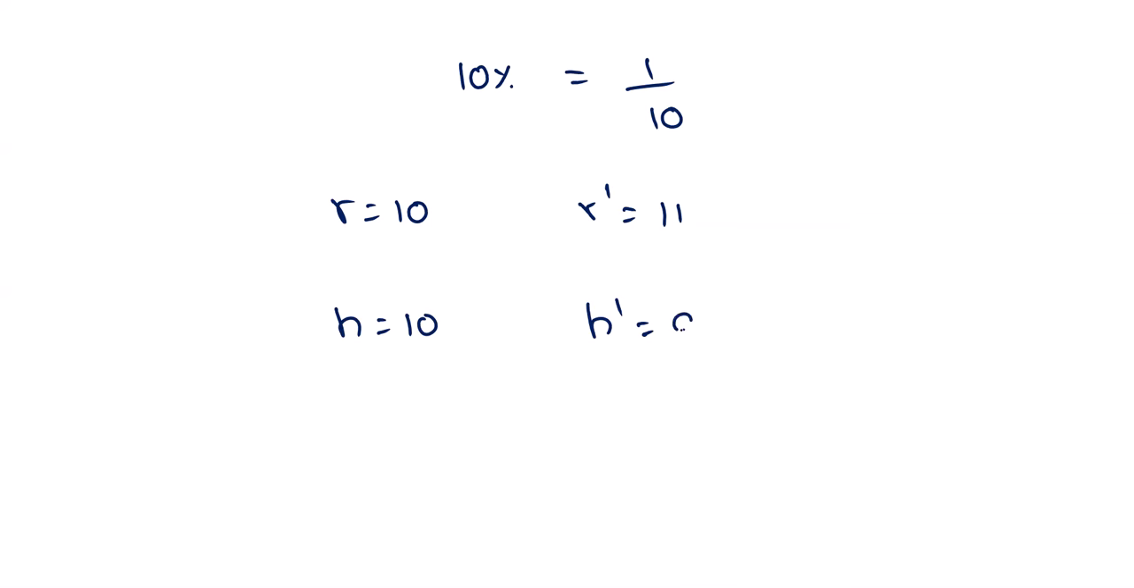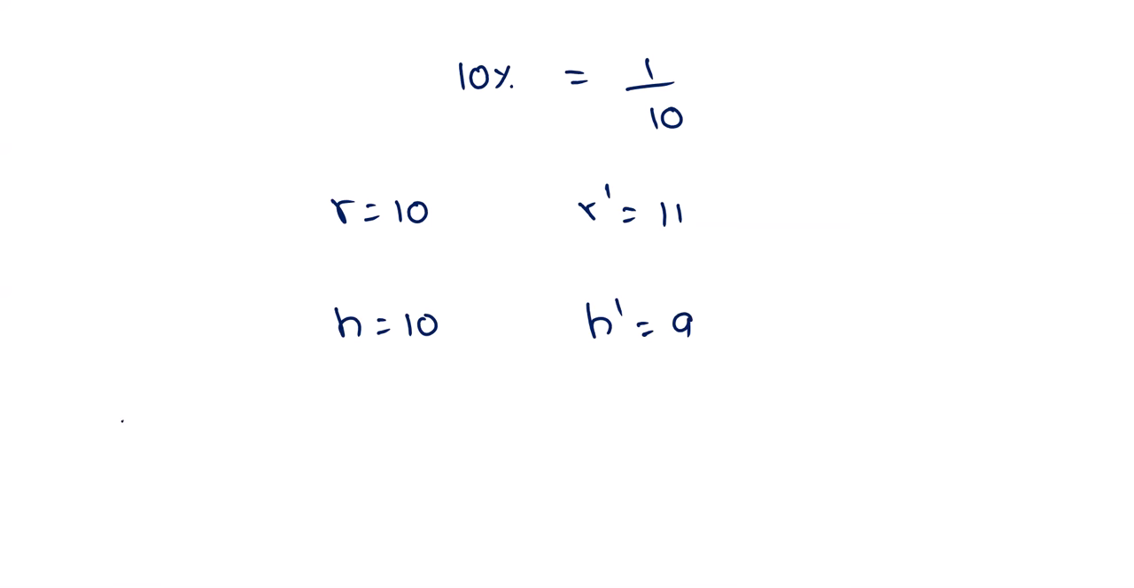Like I can say here, radius is a 10% increase, right? 10% means 1 by 10. Previously, if radius is 10, then it will become 11 now. What is the meaning? 10% increase means 1 increased out of 10. If radius is previously 10, now the new radius will be 11. Height decreased by 10%. Previously, height is 10. Out of 10, 1 removed, decreased. New height will be 9.